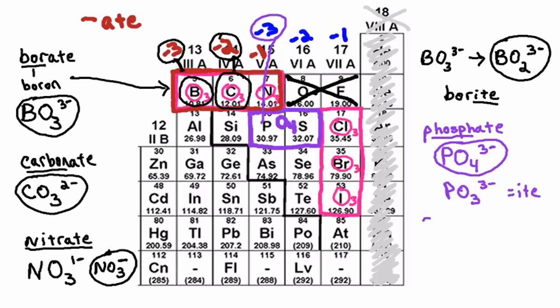Sulfur is the same way. You have sulfate, which is SO4, and sulfur is in column 6A, which is a -2 charge. So we're just going to have that -2 charge be on there, and that is sulfate.